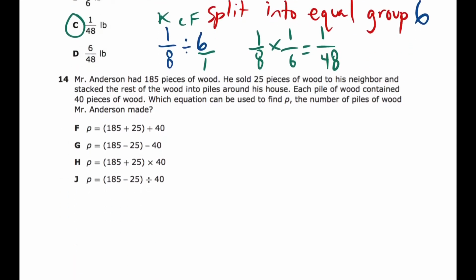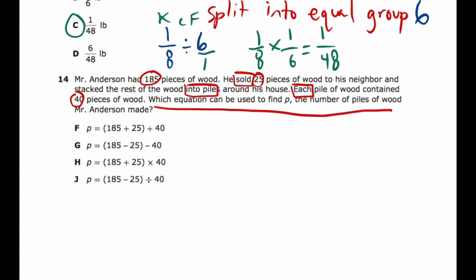Number 14, Mr. Anderson has 185 pieces of wood. He sold 25 pieces of wood to his neighbor, and he stacked the rest of the wood into piles around the house. Each pile of wood contained 40 pieces of wood. Which equation can be used to find P, the number of piles of wood that he made?